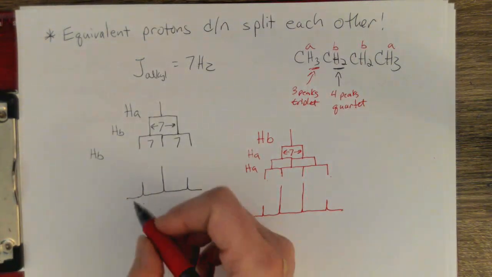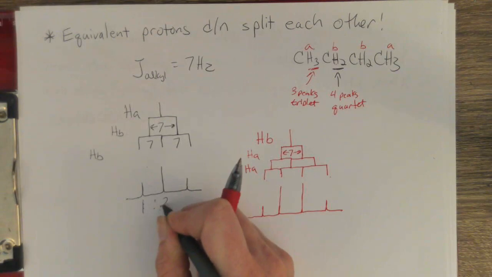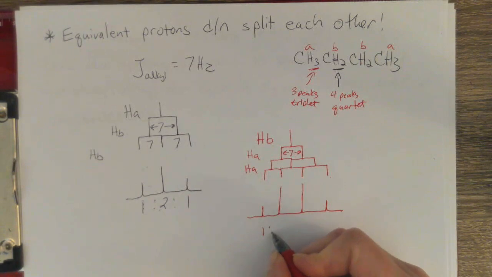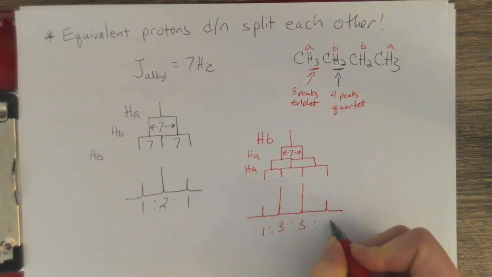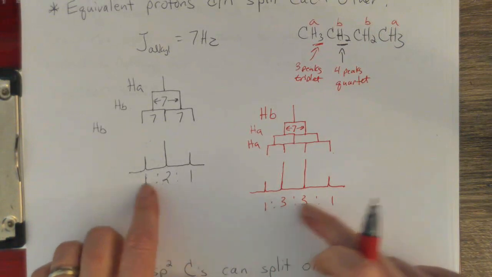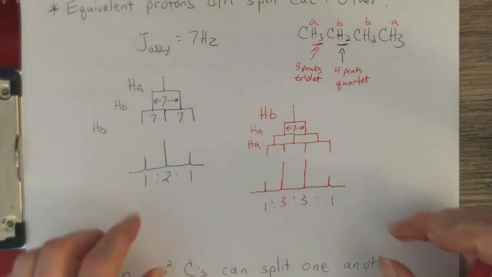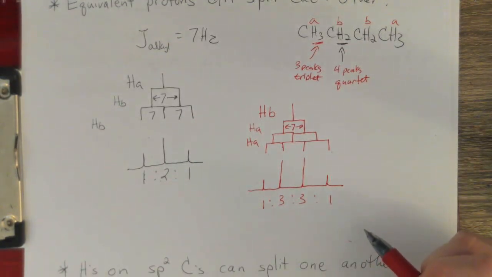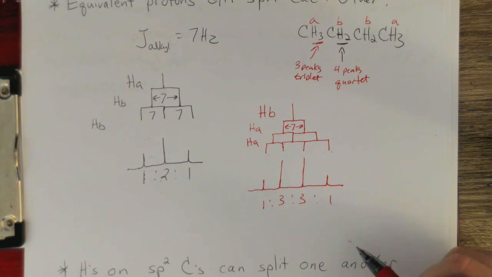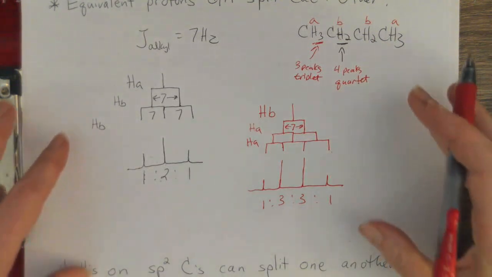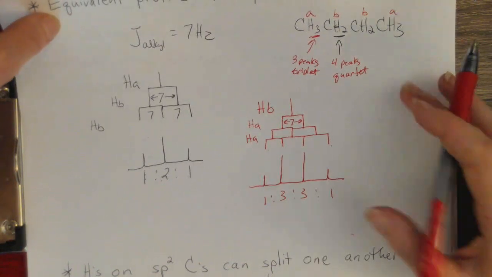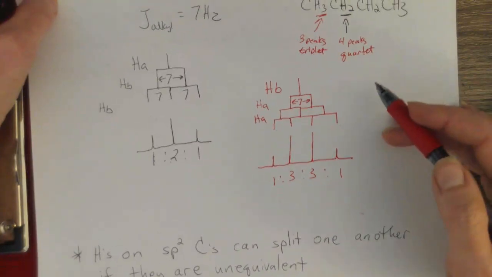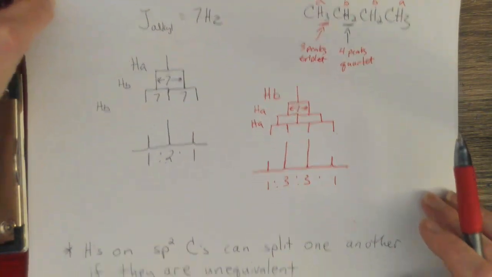And if this is our ratio of 1 to 2 to 1, we have this at 1 to 3 to 3 to 1. And again, you're not going to be tested on these ratios, so if your head is exploding about that, don't worry about it. But if you're reading the textbook, then you know where these ratios come from. Okay, so this was a super easy case. If you're just dealing with alkyl proton environments, the N plus one rule works great. And if you're drawing splitting diagrams, it's super easy.